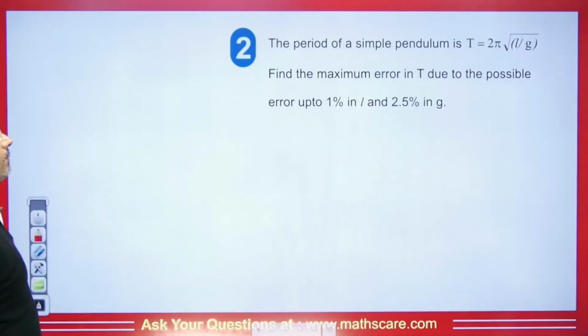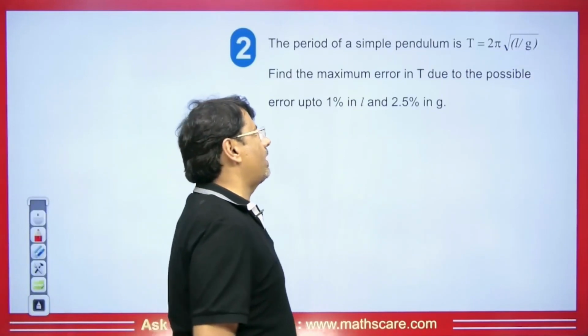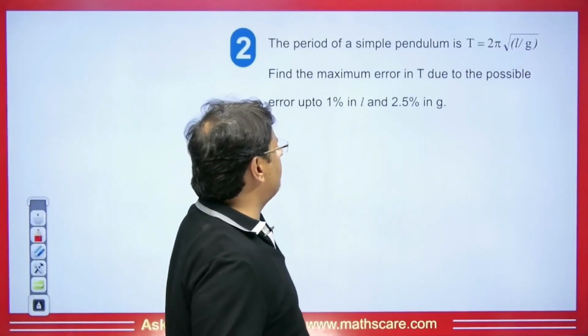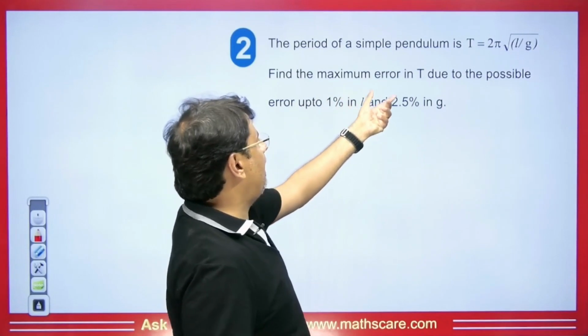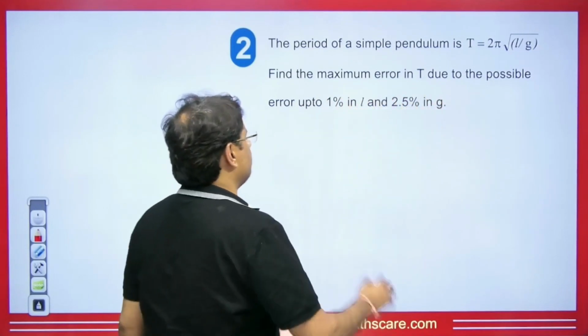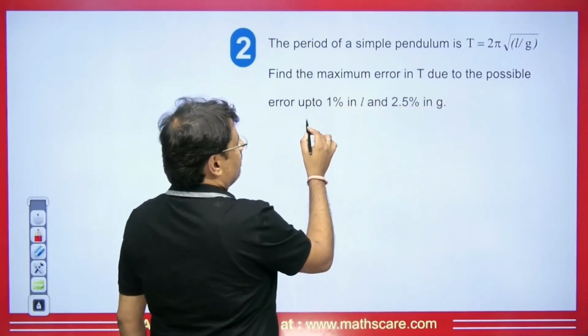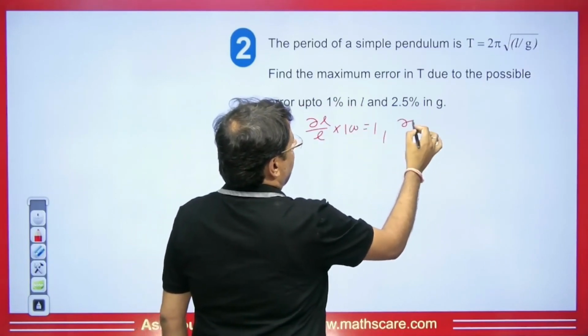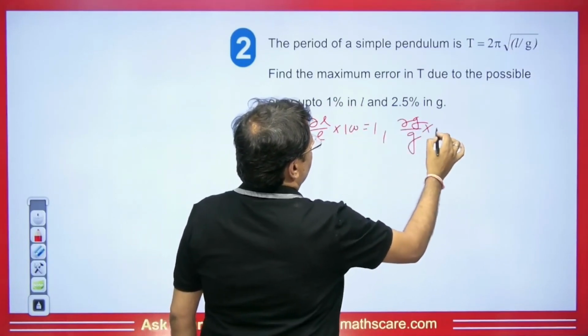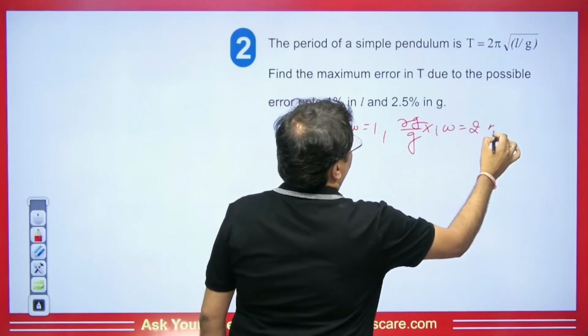Moving on to the next question. The period of a simple pendulum T is equal to 2π√(L/G). Find the maximum error in T due to the possible error up to 1% in L and 2.5% in G, meaning the percentage error in L is given, ΔL/L × 100 is 1, and ΔG/G × 100 is 2.5.